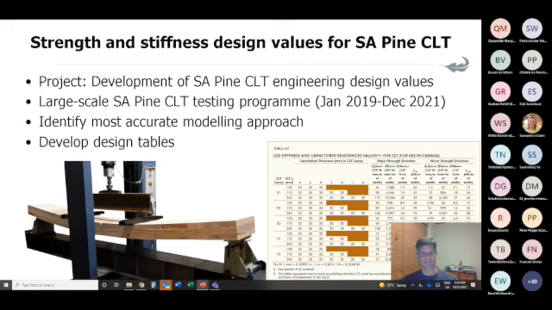Firstly, a large-scale testing program where CLT was manufactured and tested, with lots of different layups and quality. And then the second part is to use modeling, use the input values from South African structural lumber to model the strength and stiffness of the CLT, and then to identify the most accurate modeling approach. And lastly, we will develop design tables such as this one that you can see, so that South African engineers can have a table to design with our own local timber.